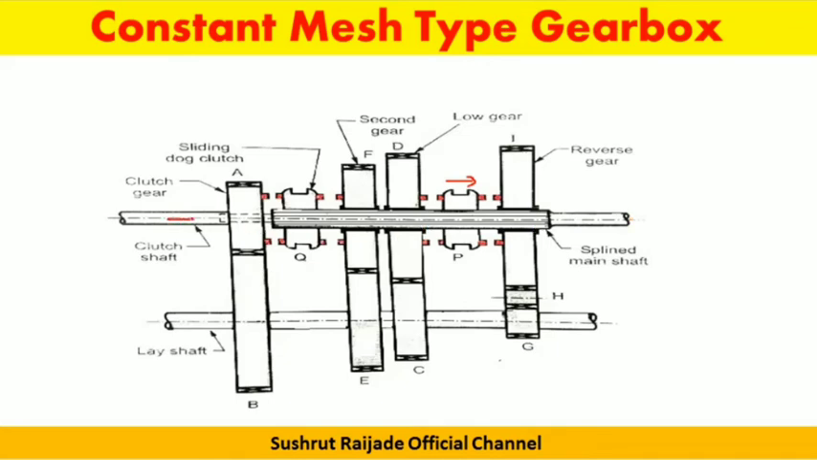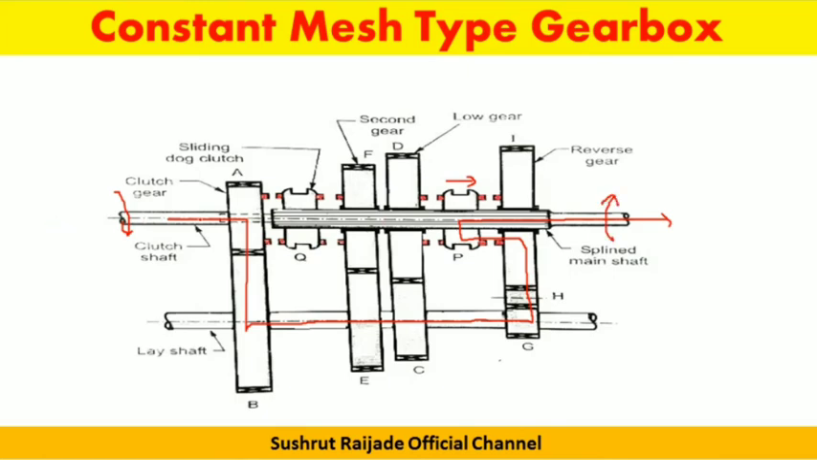So from clutch shaft, the power is transmitted from A to the B, from B to the lay shaft, from lay shaft to the gear G, from gear G to the H, H to the I, from I to the P, and from P to the main shaft, and main shaft to the propeller shaft. Let's see how the clockwise direction is converted into the anti-clockwise direction.